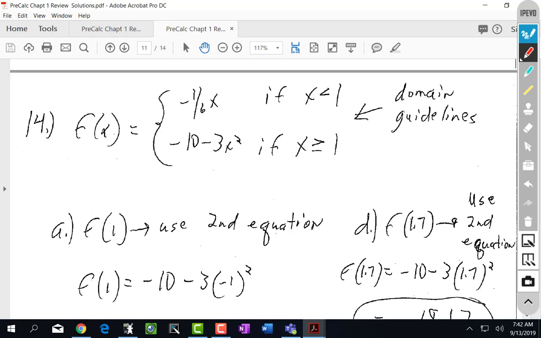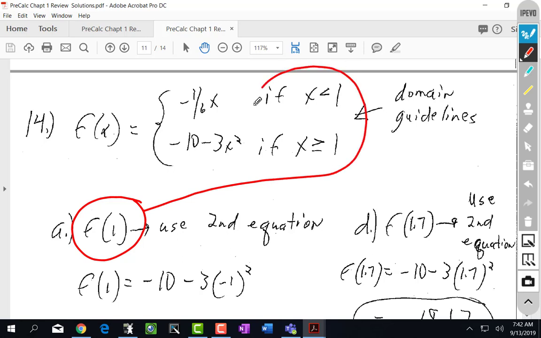So notice this first one, A, says find f of 1. So I come over here to my criteria and I see which one it matches. When I substitute this in, 1 is not less than 1, so I do not use my first equation. When I put 1 in here, 1 is greater than or equal to 1. That is a true statement. So that means I go ahead and use my second equation to substitute it in.